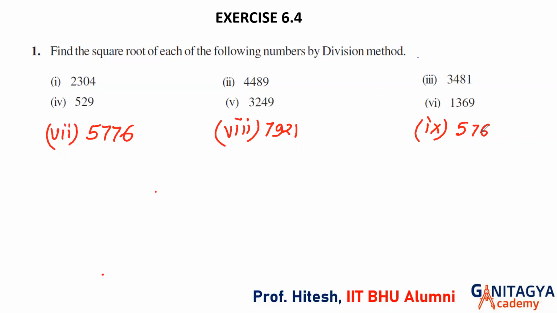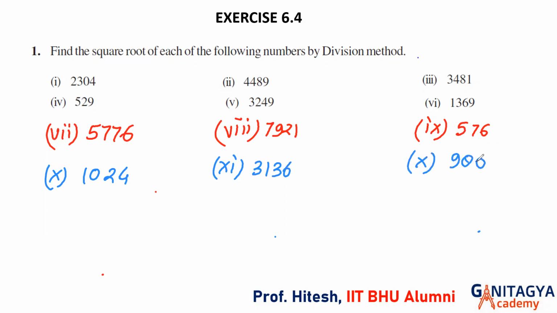Then the ninth, after 7921, is 576. Quite easy. Then the 10th is 1024. That we know, 2 raised to 32 answer will come. Next is the 11th, 3136. You know the method. And then the last is 900. Okay, let me solve one more question.